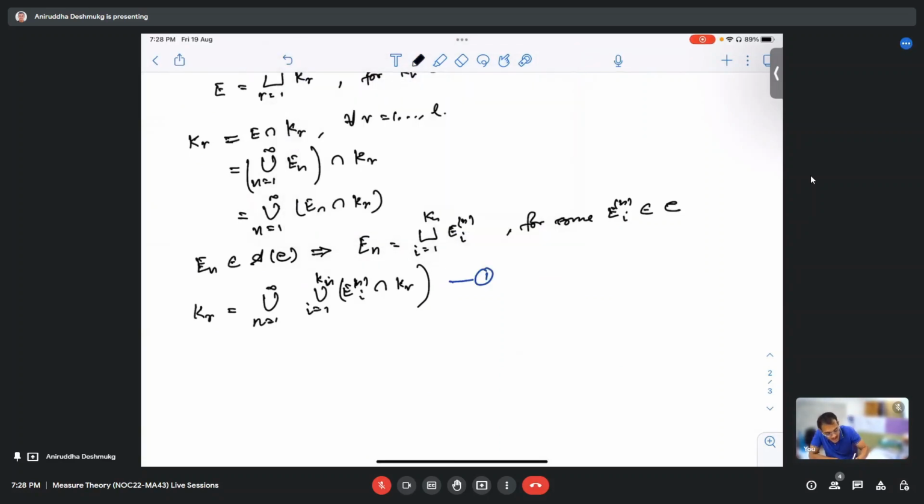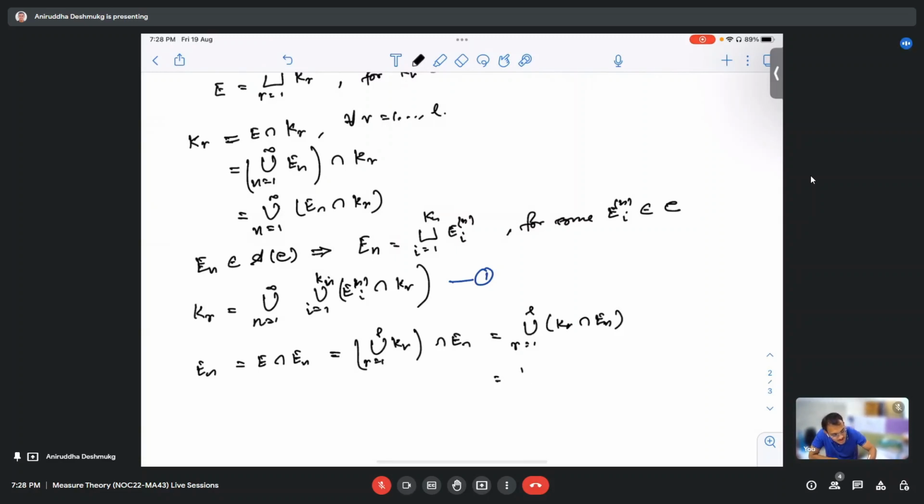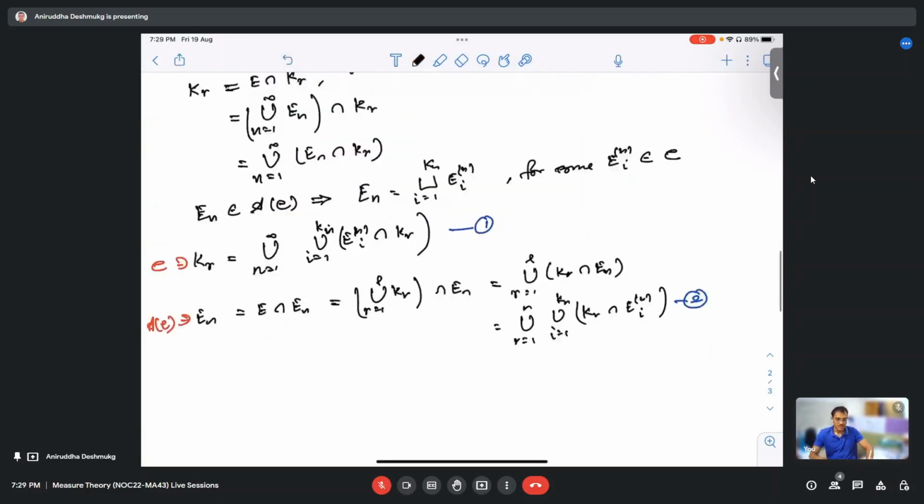Similarly, what I can do with En is I can write En as E intersection En. Is that right? Yes. But now I will write E as the union of KRs. So it is union r equal to 1 to L, KR intersection En. And then I will write this En also again, union r equal to 1 to L, union i equal to 1 to KN, KR intersection ENI. Now we have these two sets, but notice that the first set is inside C, on the other hand, this is inside AC.